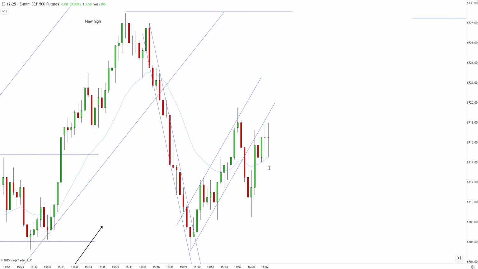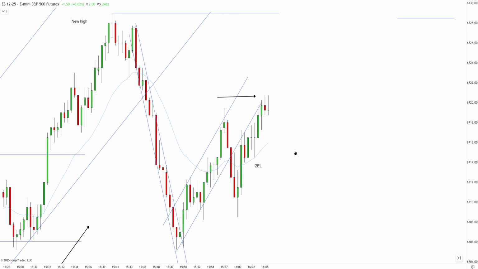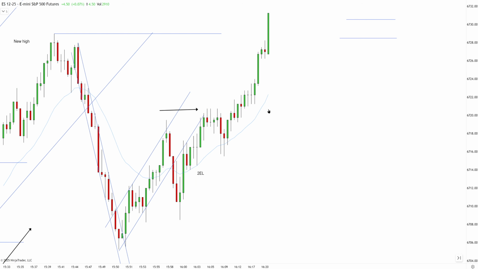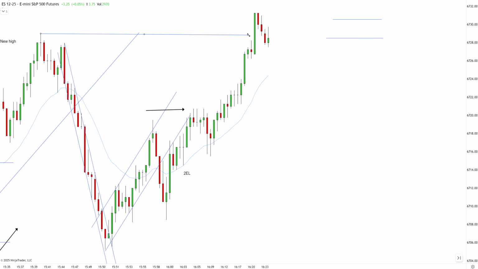We have a second entry long right here where this uptrend wants to get a new high, the main one, but the signal bar is a pure doji indicating indecision. So we can't really go long just yet. The market keeps going higher, we can reset, first entry long, and we created a new high for this channel to the left, break, push to new extreme.